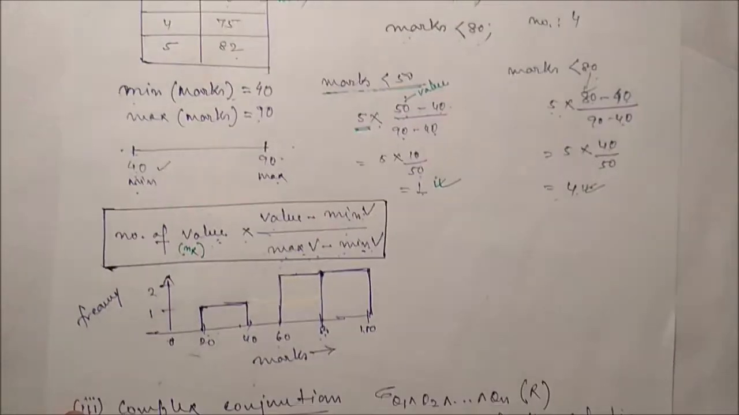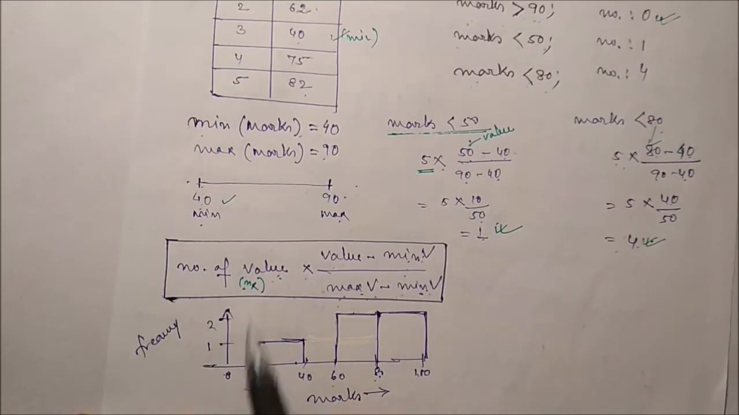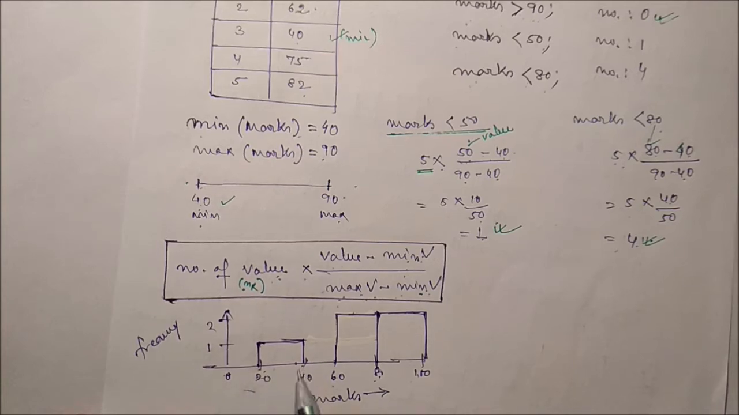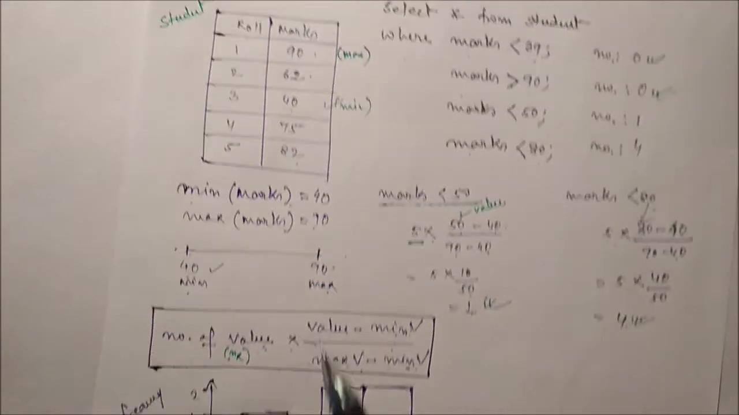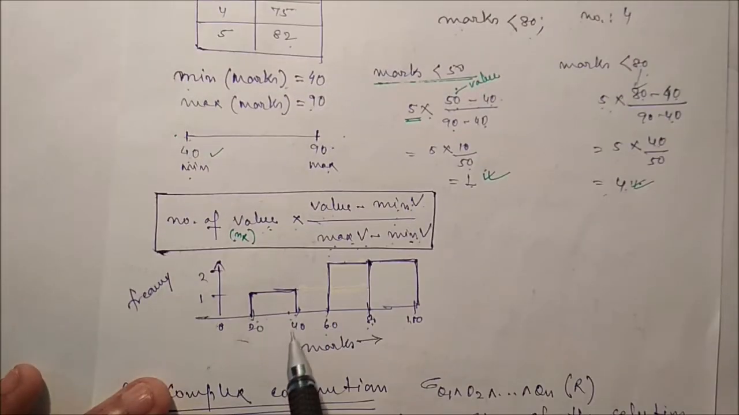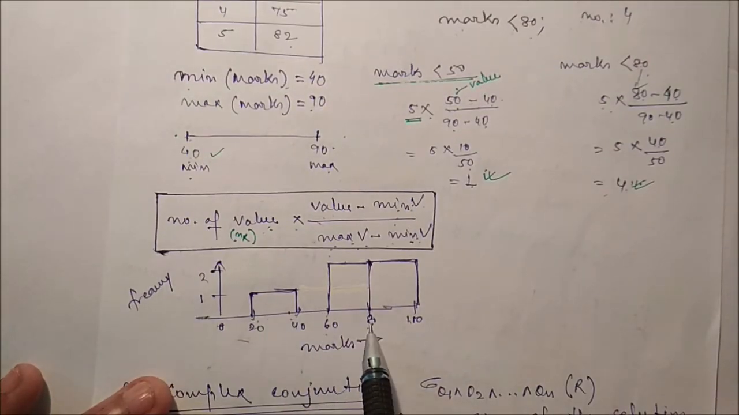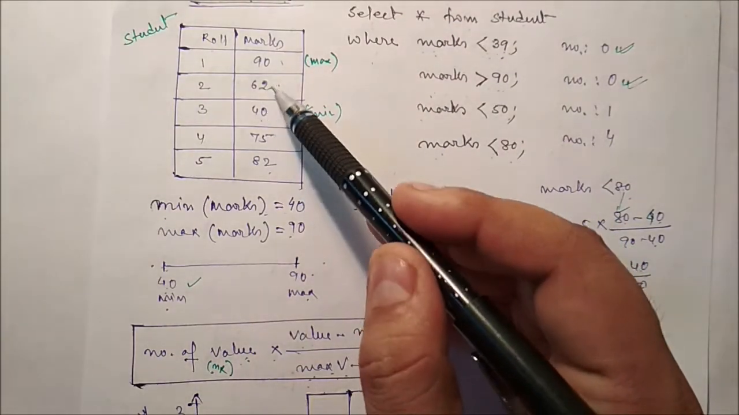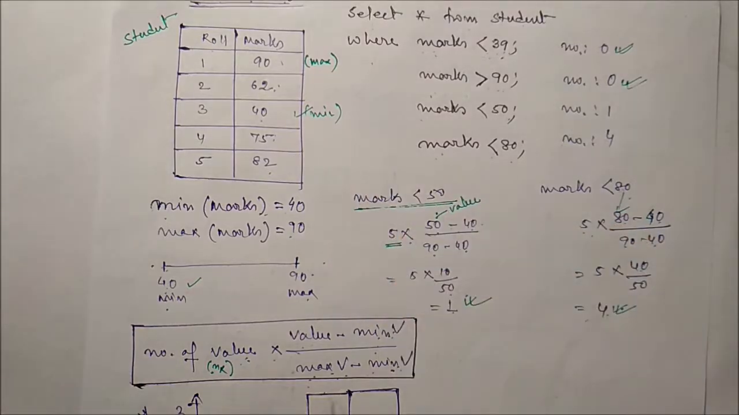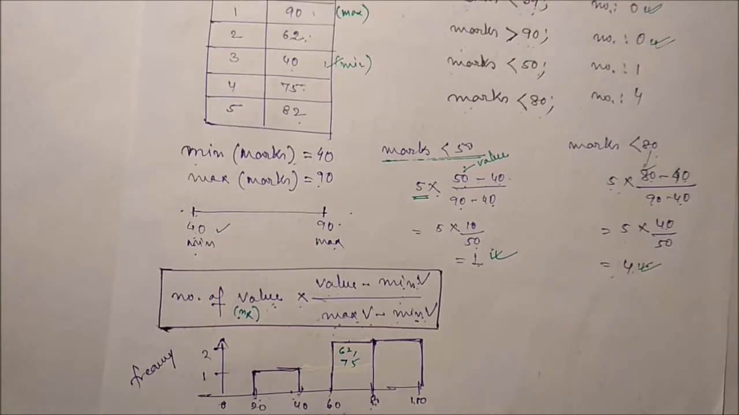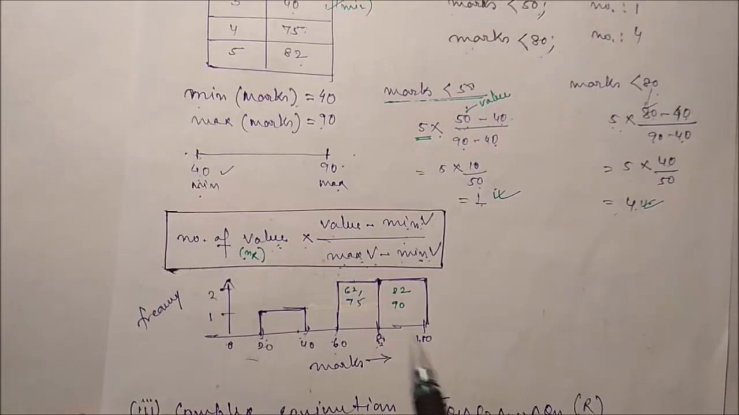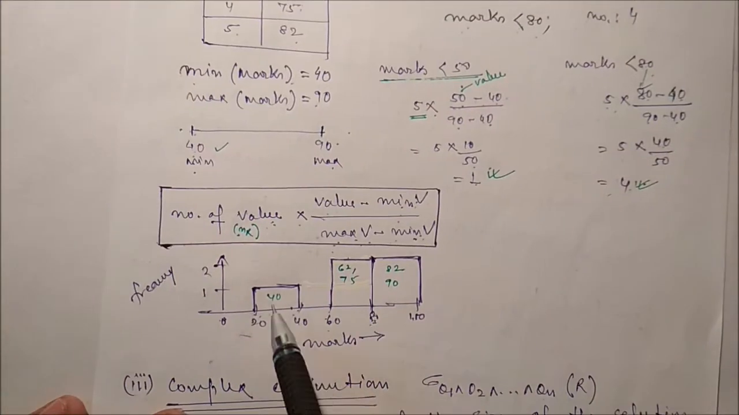Okay. Now we can see this is the histogram of this particular table. In between 20 to 40 there is one record, 40. 40 to 60, no record is there, that's why the frequency is 0. In between 60 to 80, how many records are there? 2 records are there, say 62 and 75. And in between 80 to 100 there are 2 records, say 82 and 90. And in between 20 to 40 one single record is there. So total 5 records are there: 1, 2, 3, 4, 5.